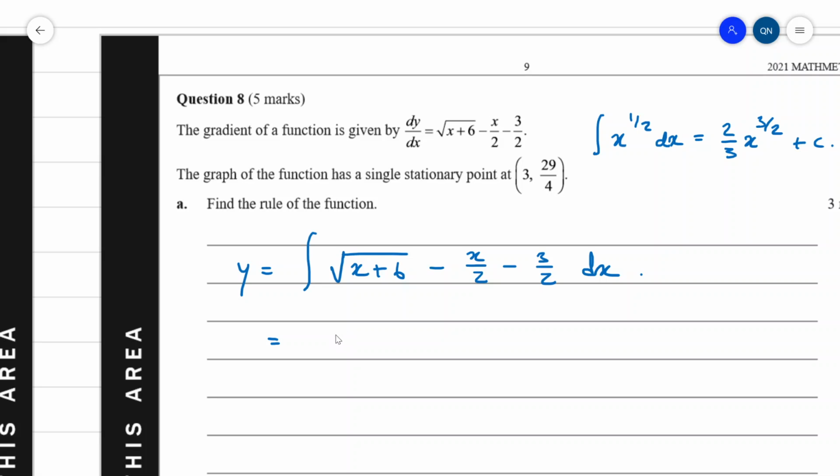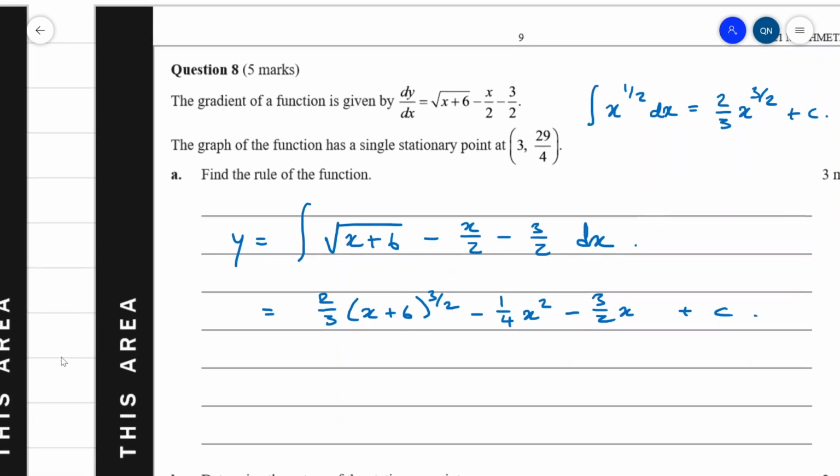So what is this going to give us? It's going to give us 2/3 times the x plus 6, and then this is raised to the power of 3/2 and plus c, but we can leave that till later. And then we have negative. How do you integrate x? Well, it's just going to be x squared on 2, but because we have the half there, that's just going to give us 1/4 times x squared. Then we have minus 3 on 2 times x, and we have a plus c.